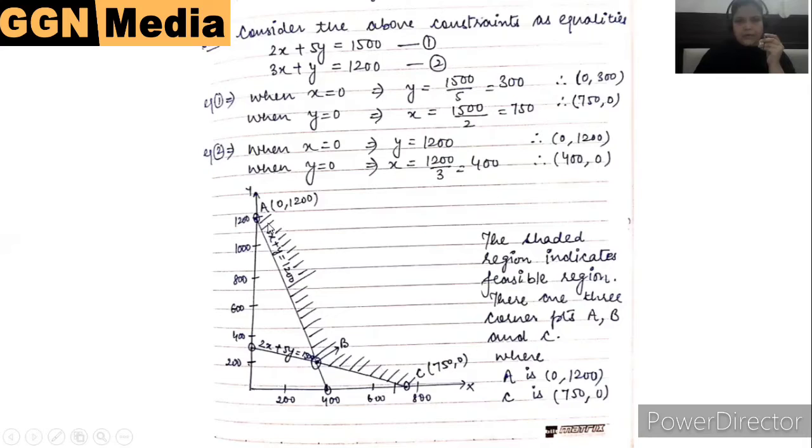There are 3 corner points A, B and C where we already know the values of A. Here x is equals to 0, y is equals to 1200, and here the value of x is equals to 750 and y is equals to 0. We need to find the coordinates of point B. How can we find the coordinates for point B? B is the point of intersection of both the equations, that is 2x plus 5y is equals to 1500, 3x plus y is equals to 1200.